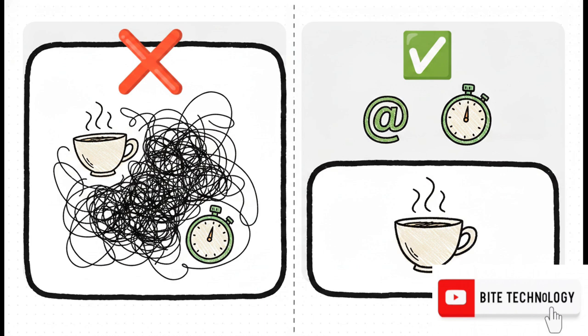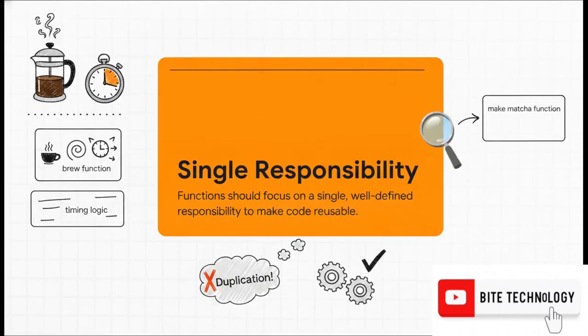Just compare that to the much cleaner alternative, keeping the brewing logic and the timing logic completely separate. This setup brilliantly highlights what we call the single responsibility principle. Basically, functions should just do one thing and do it well. Think about it. If we mash brewing and timing together, we can't easily reuse that timing logic later when we inevitably write a new make matcha function. We'd have to literally copy and paste the code, which is just never ideal.